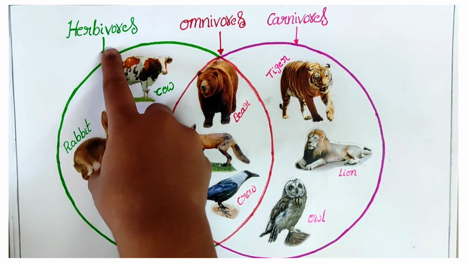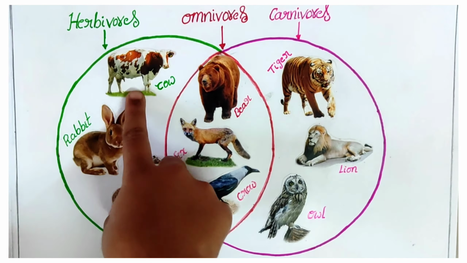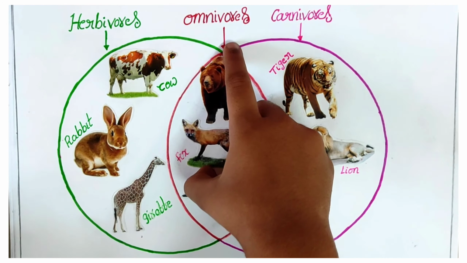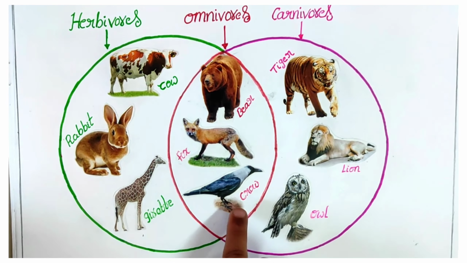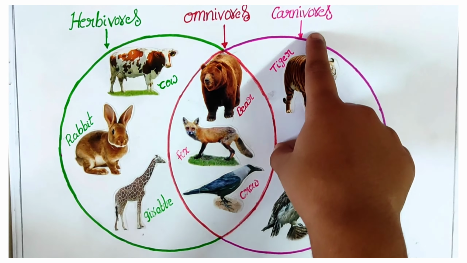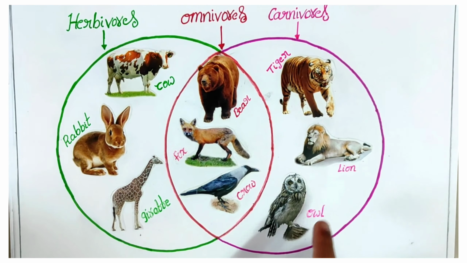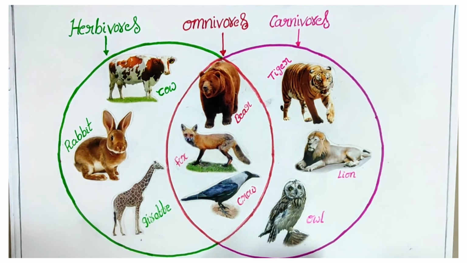Herbivores are some animals which eat only plants. For example, cow, rabbit and giraffe. Omnivores are the animals which eat both plants and meat. For example, bear, fox and crow. Carnivores are the animals which eat only meat. For example, tiger, lion and owl. This is the Venn diagram image.